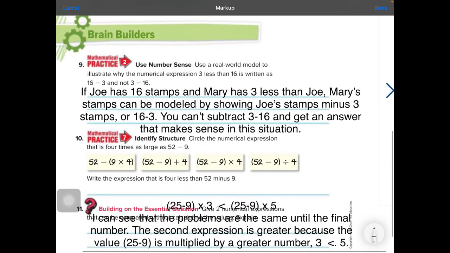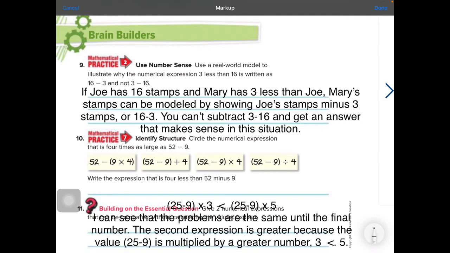There you go. Number 9, use a real-world model to illustrate why the numerical expression 3 less than 16 is written as this and not this. So for example, we need to understand we can't take 16 from 3. That's why it has to be written with the big number first minus the little number.